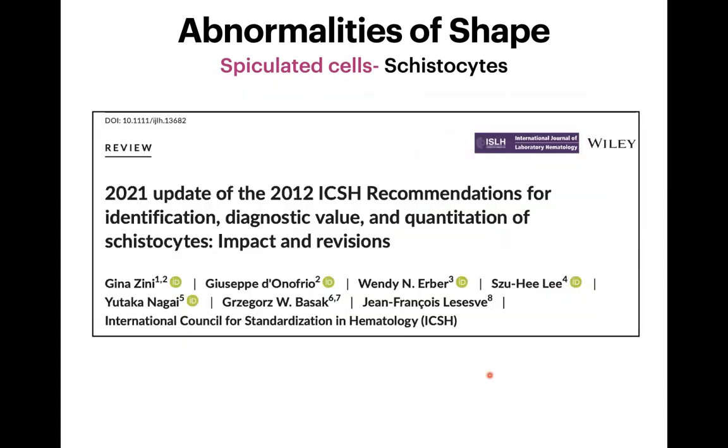There are certain guidelines. This is an article from 2021 by the ICSH, the International Council for Standardization in Hematology, with recommendations for identification, diagnostic value, and quantitation of schistocytes. In 2012 they gave some recommendations, and in 2021 they looked at the impact and whether changes were needed. If you want, you can text me and I will share this article. It's a nice article, you can read it up.